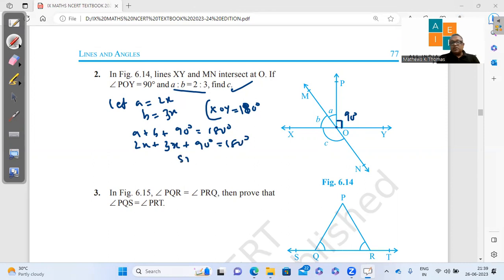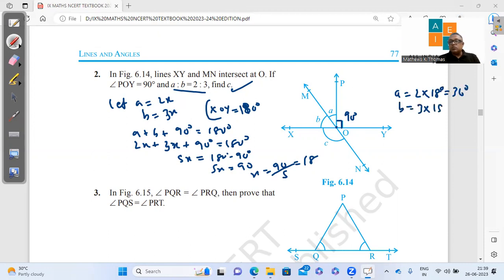So 90 gets transferred here. So we get 180 minus 90. So we get 5x is 90. Therefore, x is 90 upon 5. So that becomes 18. So x value is 18. So what will be the value of A? A will be 2 into x, that is 2 into 18, 36. And the value of B will be 3 into 18, that is 54.